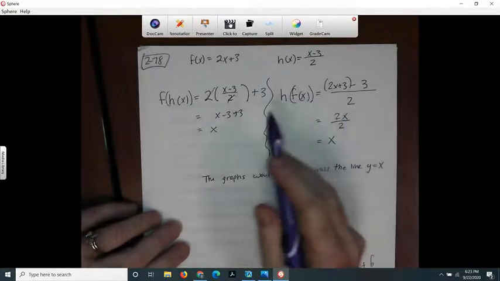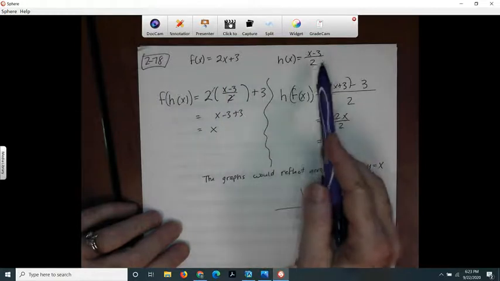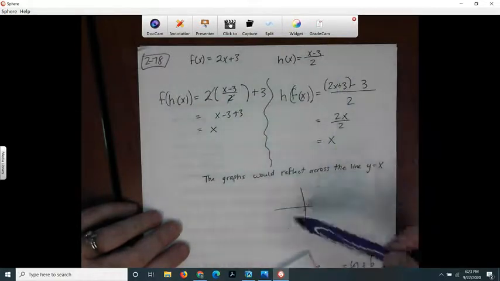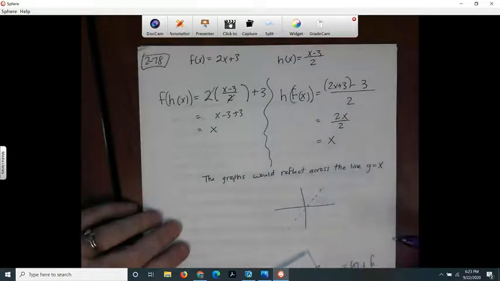Yeah, and you can check that out on Desmos if you want to. You can actually put those both on Desmos and see whether they reflect across that line. They will.